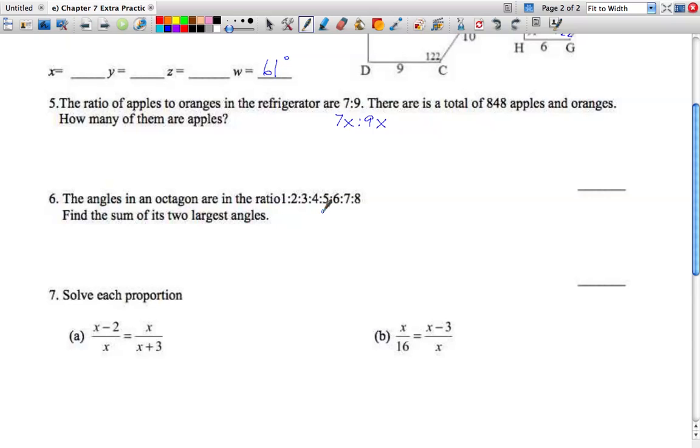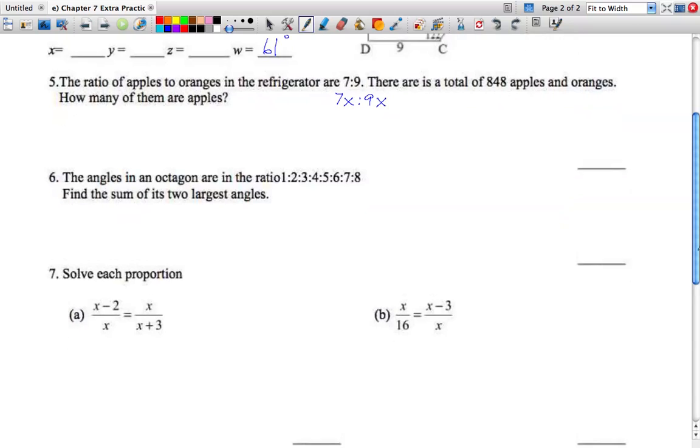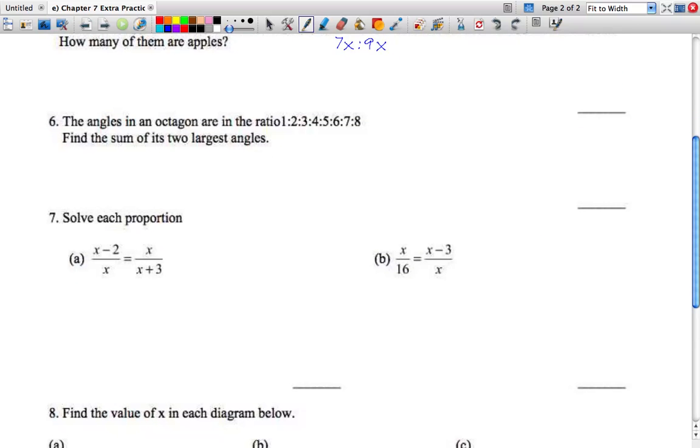The angles of an octagon, you have to know what the angles of an octagon sum to, which is the trickiest part of this because really this is the ratio, so we really just want to add these all up. 1x plus 2x plus 3x plus 4x, etc. has to equal the sum of the angles of an octagon. We'll go over that in class, or I'm going to actually be giving you some answers to some of these.